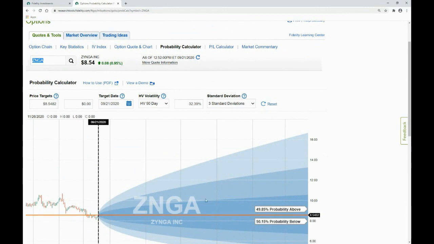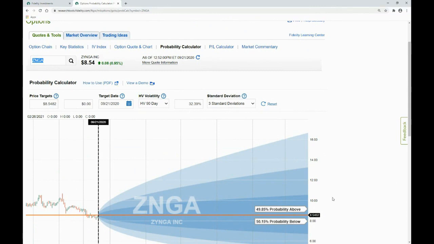The probability calculator is a fantastic tool that's going to help us understand how probable it is for the stock to be able to wiggle high enough or low enough to get to a specific price by a certain date. But it runs all of this through a filter of how volatile the stock has been recently. Zynga, over the last 90 days of traded information, has had about a 32% annualized volatility. Well, between you and me, that's not too informative.